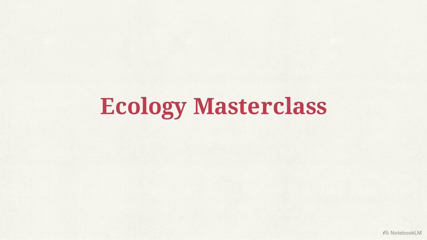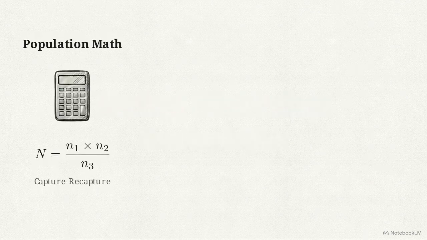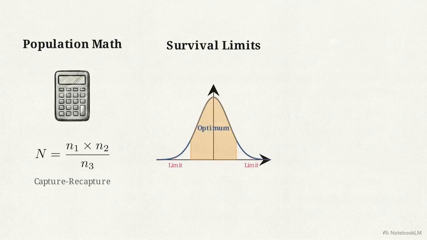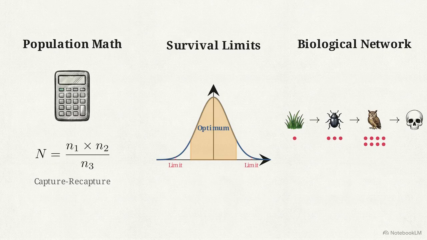Succeeding in ecology requires a shift in perspective. To solve complex exam problems, you must navigate three distinct skill sets: the math of populations, the hard limits of survival, and the threats that move through a biological network. We'll start by defining the three Dutch terms that underpin these concepts.